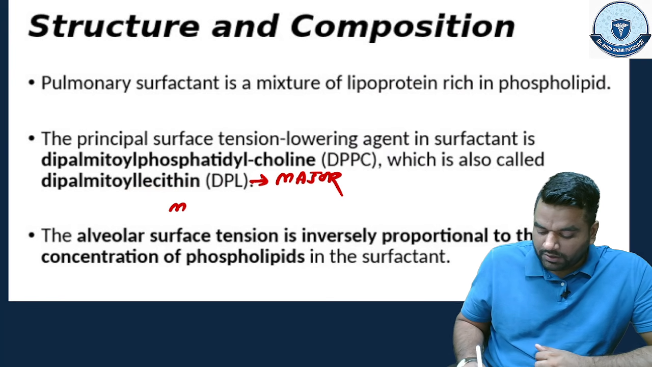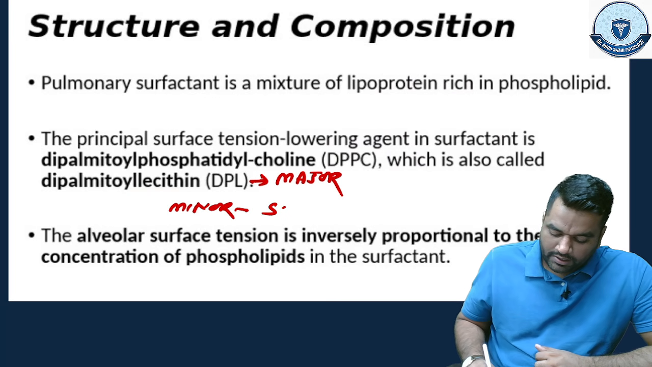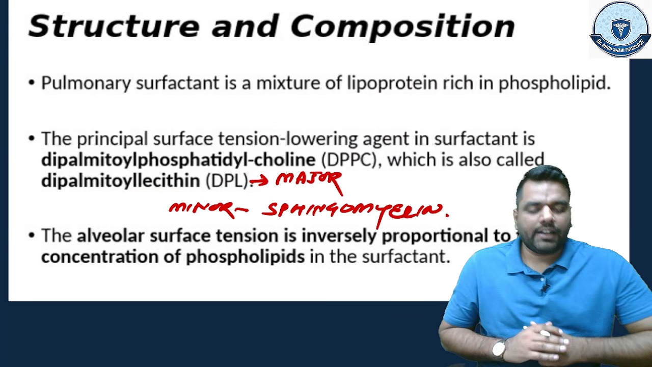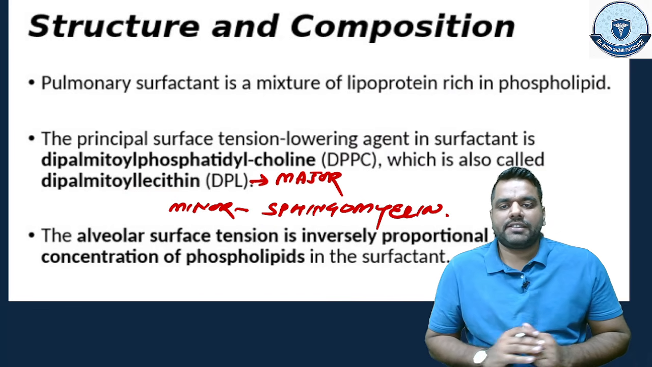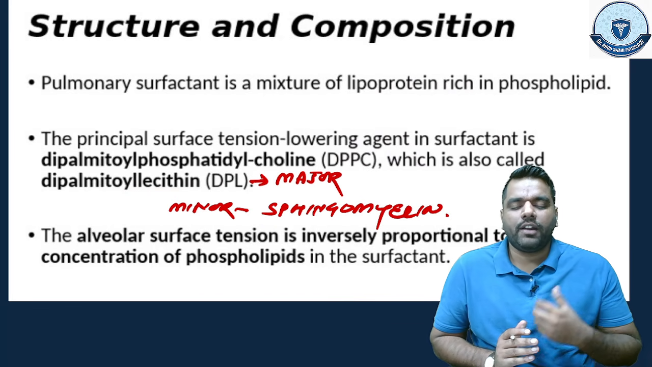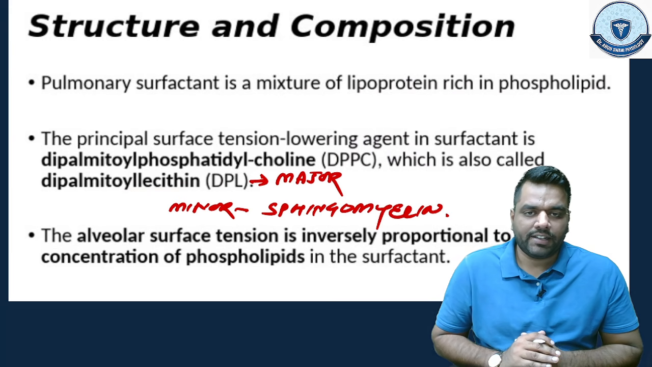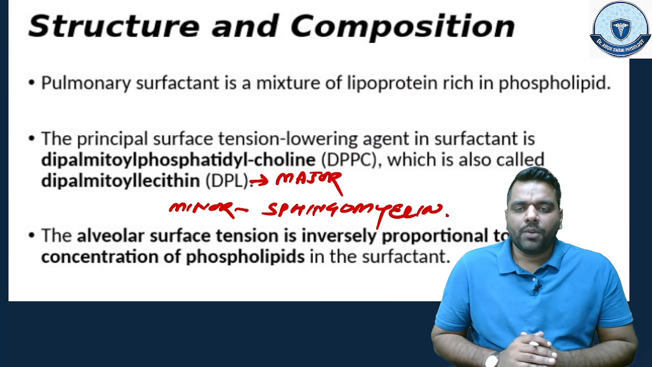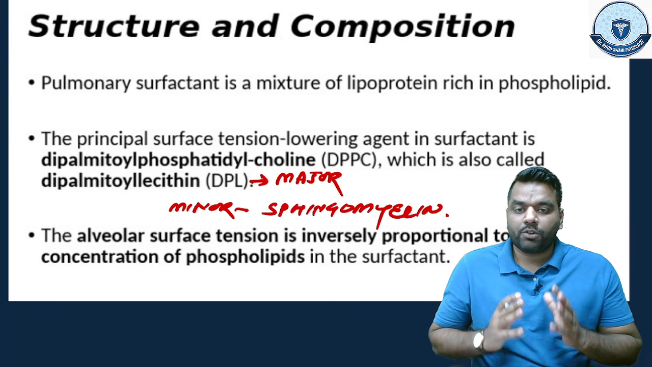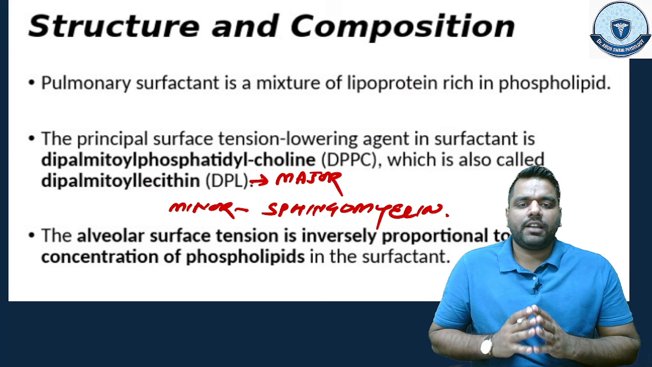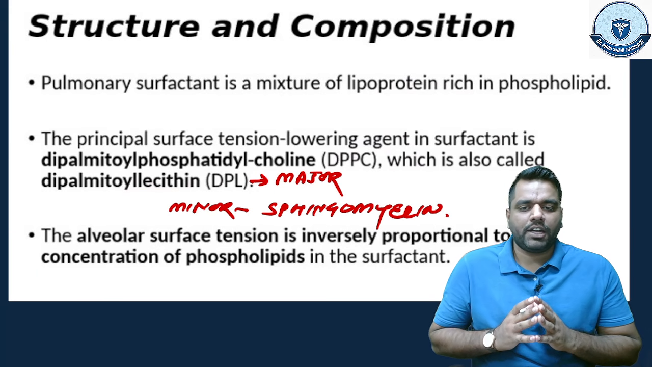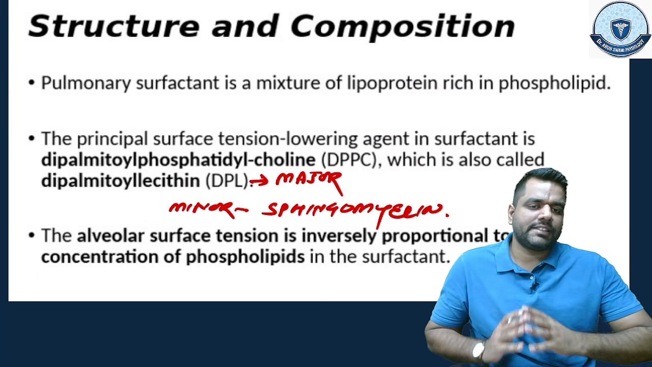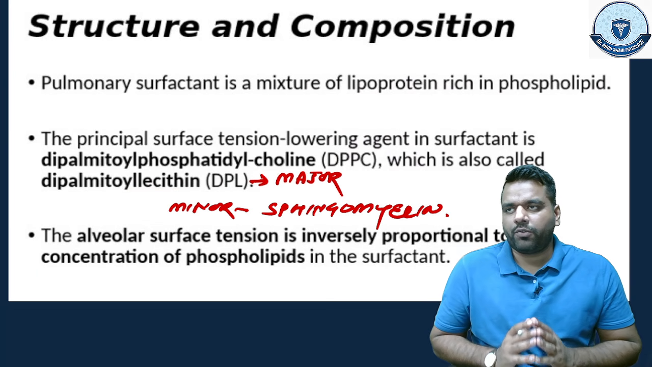Another surfactant, which we call the minor surfactant, is sphingomyelin. And guys, the sphingomyelin and the lecithin give the idea of the fetal lung maturity test, right? Whether the fetal lungs are mature or not, this will give us the idea by this surfactant production. So you have to remember, surfactant starts being produced from the 20th to 24th week of intrauterine life. It appears in amniotic fluid from the 28th week, and this is maximum at the 32nd to 34th week, right?